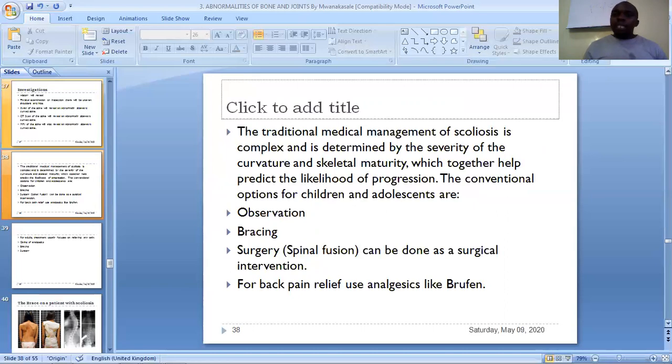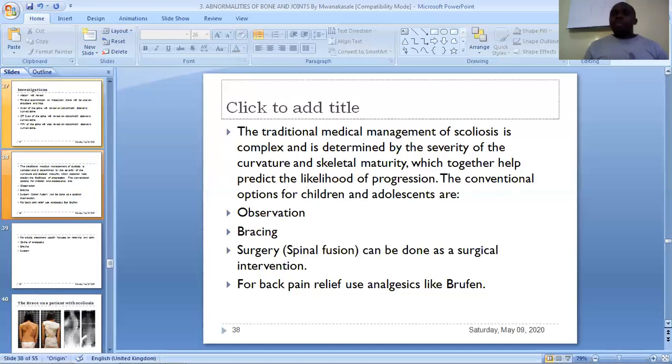So the traditional medical management of scoliosis is complex and is determined by the severity of the curvature and the skeletal maturity, which together help predict the likelihood of progression. Like I mentioned to you, sometimes someone can have mild scoliosis, the other person can have severe scoliosis. However, the conventional options for children and adolescents are as follows. In children and adolescents, you can start by observing this patient, because we hope that as they grow, maybe there can be an improvement, depending on the cause.